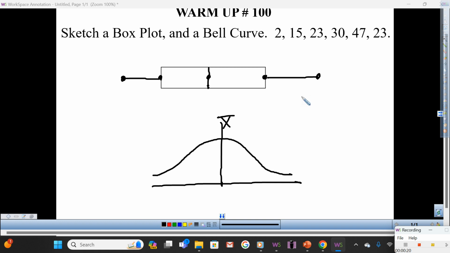Let's see, help us out. Let's get started with Q1, Q2, and Q3. Chelsea, what you get? What is it? 15 for Q1, Q2, 23. Let's go. And Q3, what is it? 30. Hands if you got something like that. That's about right. And of course the min is 2 and the max is 47.